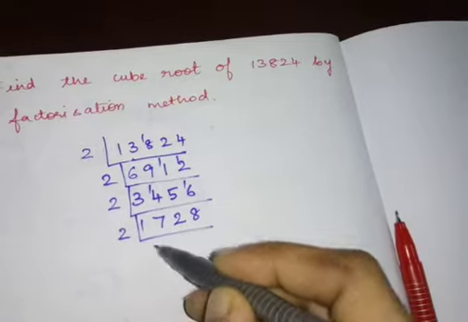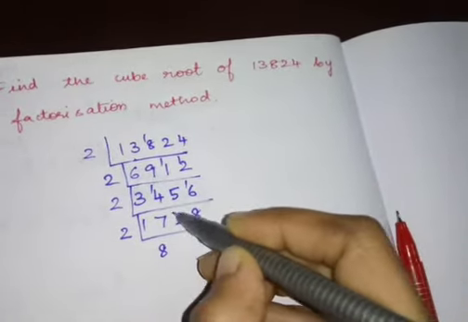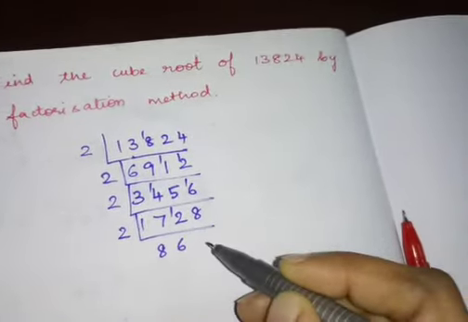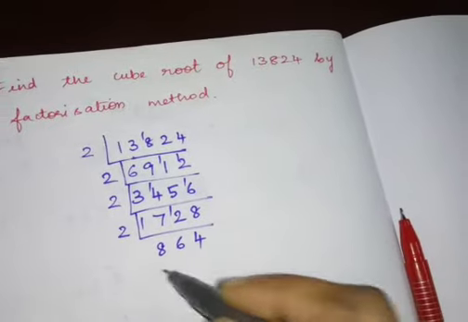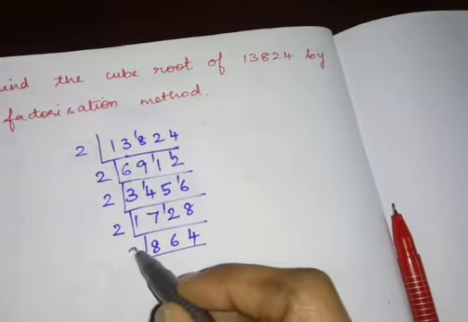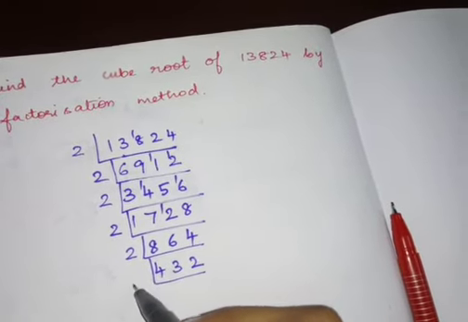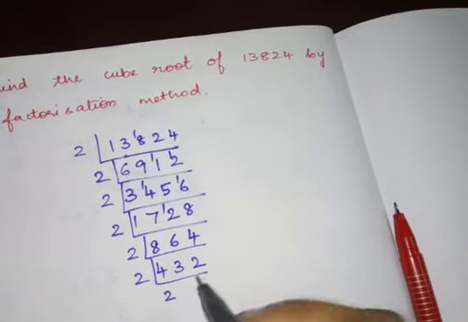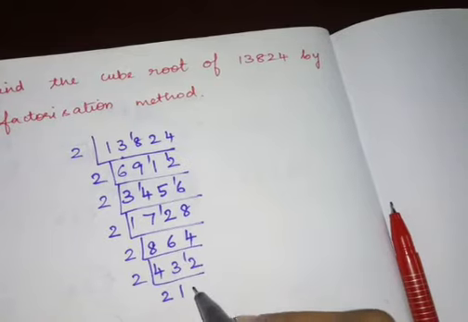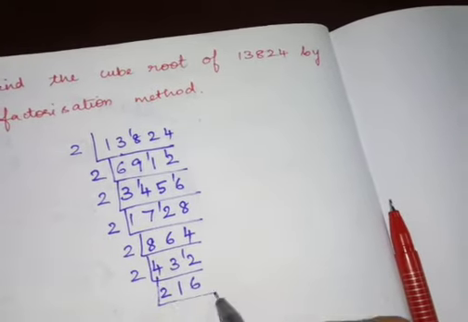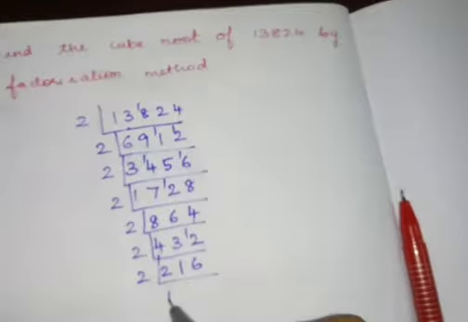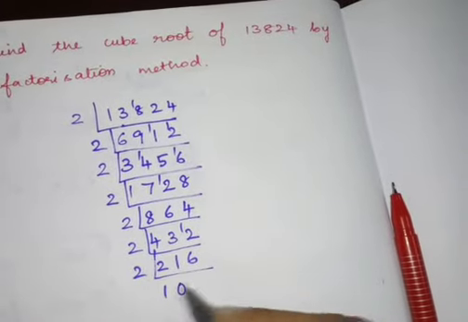Then in 2 table, 8 2s are 16, remainder 1, 6 2s are 12, 2 4s are 8. Then 2 table, 2 4s are 8, 2 3s are 6, 2 2s are 4. Then in 2 table, 2 2s are 4, 2 1s are 2, 2 6s are 12. Then again in 2 table, okay, 2 1s are 2, 0, 8 2s are 16.